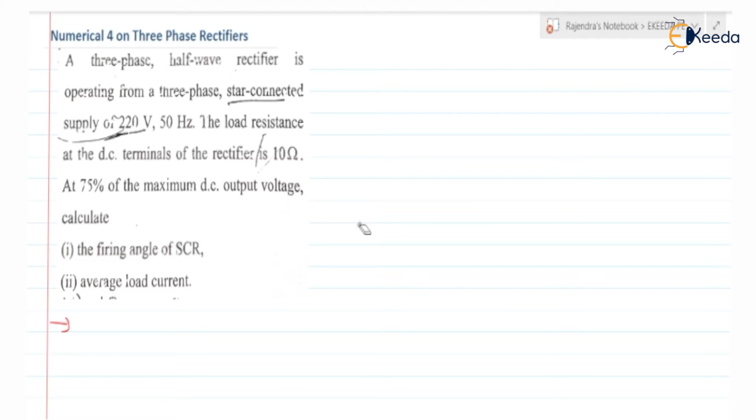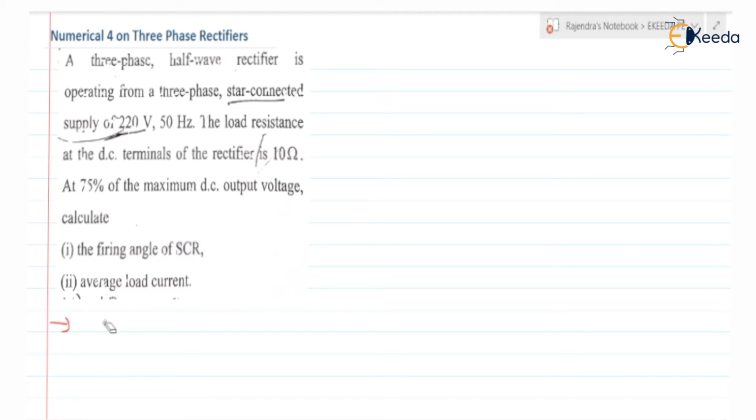A three-phase half-wave rectifier is operating from a three-phase star-connected supply of 220 volt 50 Hz. Okay, so we are having a three-phase half-wave rectifier. Input is star connected and line voltage is given, it is 220 volt, right? The load resistance at the DC terminals of the rectifier is 10 ohm. Okay, so R is equal to 10 ohm at 75% of maximum DC output voltage, right? Calculate the firing angle of SCR and average load current. Okay, so these two terms we need to find.